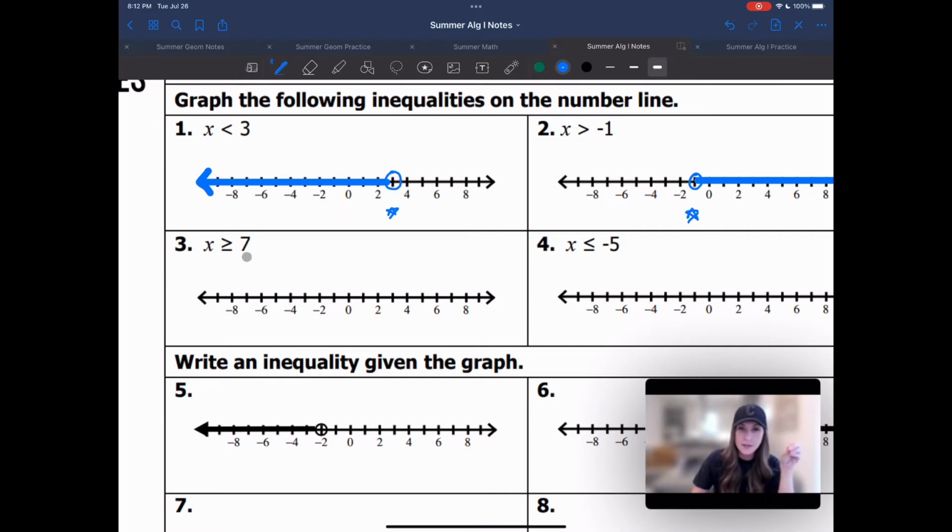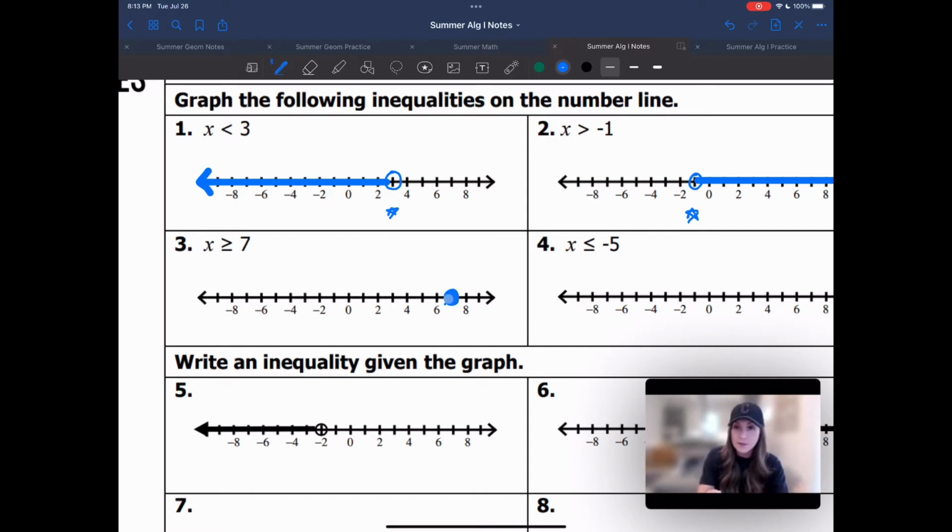So let's locate the number 7 that we're talking about. Let's see, 6 and 8, so 7 would be right here. So I can start with an open circle, but I'm going to close it on up. I'm going to fill in that circle, and that's specifically because it has the line underneath it. It means we also include that number itself, greater than or equal to 7.